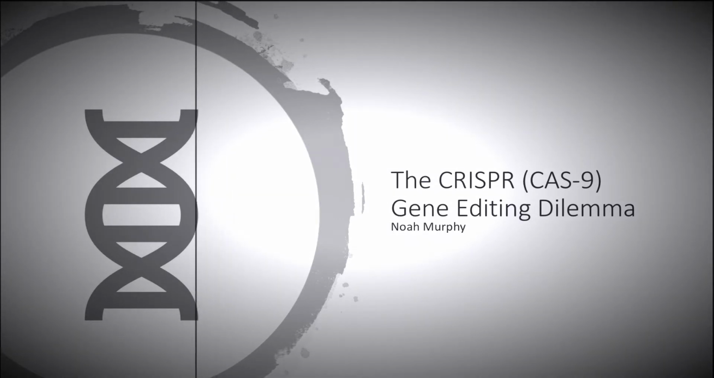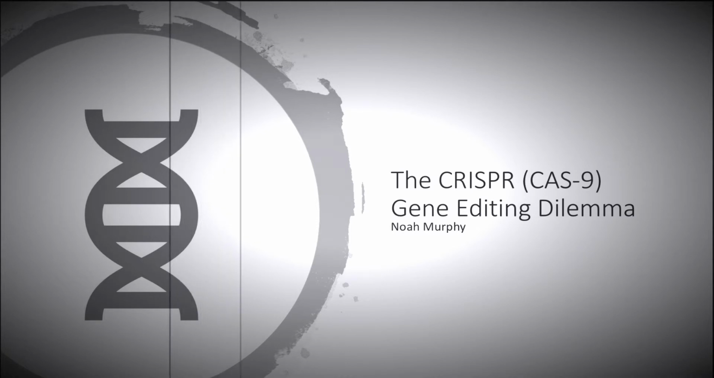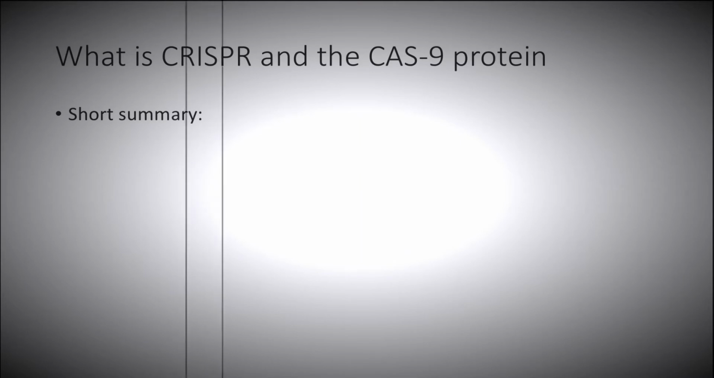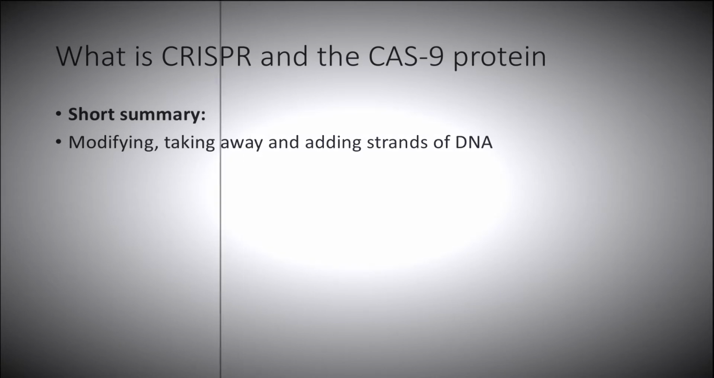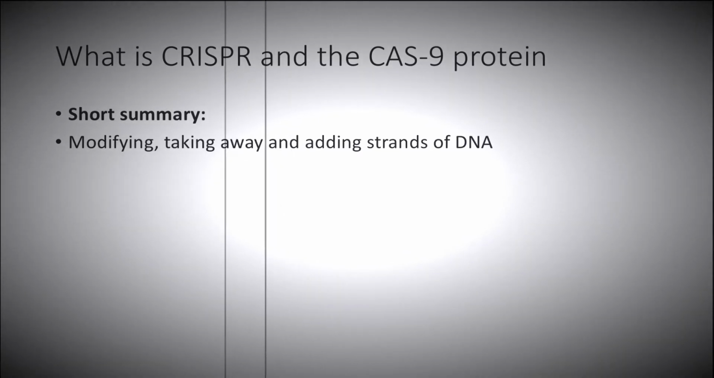Today I'm going to be presenting on the ethical issues of using CRISPR to modify livestock. What is CRISPR and the Cas9 protein? In short, and to summarize what I'm about to say, using CRISPR and the protein Cas9, genes can be modified or taken away, and using polymerase, even have new strands added that can dramatically change the genotype and the phenotype of an organism.